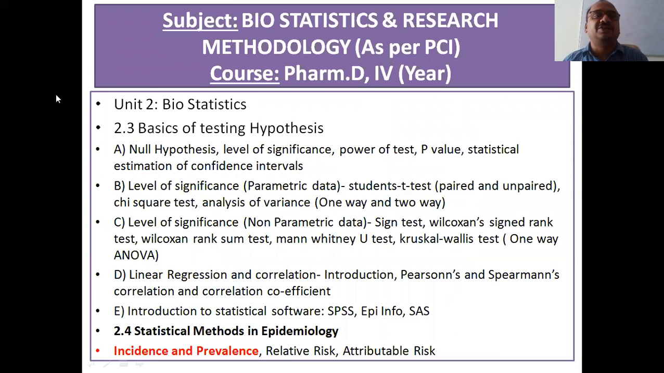This is your syllabus in the subject of biostatistics and research methodology, as per the Pharmacy Council of India, Pharm.D 4th year. It is common for all pharmaceutical and social sciences. See, this is the biostatistics syllabus. Here you can see 2.4, statistical methods in epidemiology: incidence and prevalence. This topic we are going to see now.